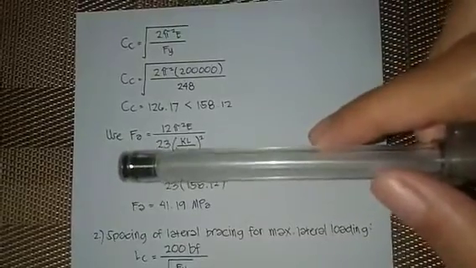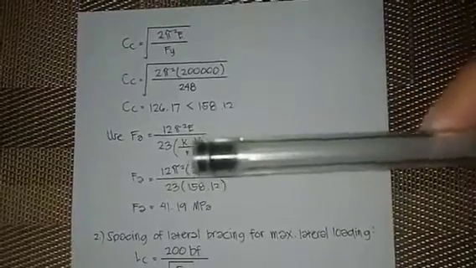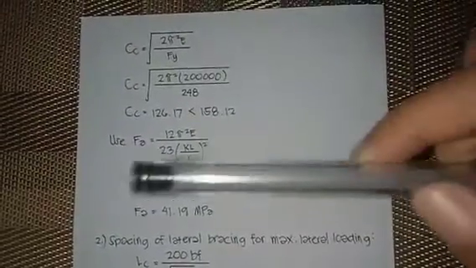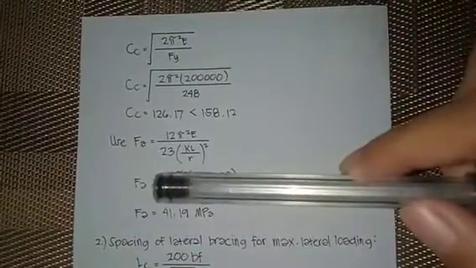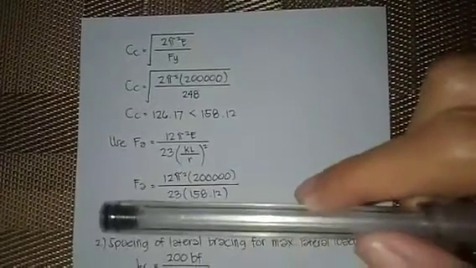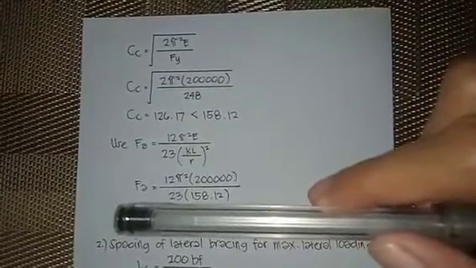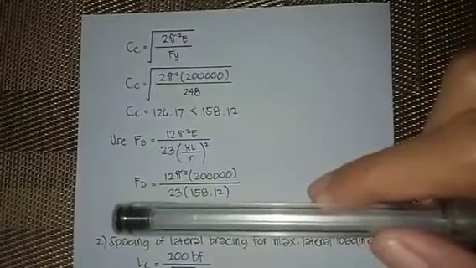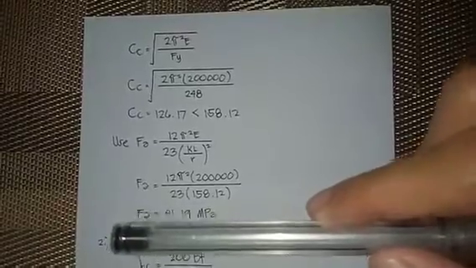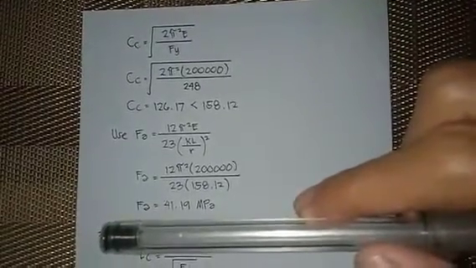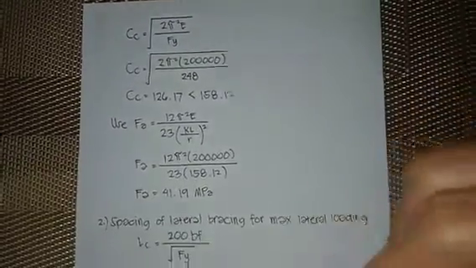So, Fa is equal to 12 pi squared times E over 23 times the quantity of KL over R squared. Substituting everything: 12 pi squared times 200,000 over 23 times 158.12 squared. So, our answer for Fa is equal to 41.19 megapascal.